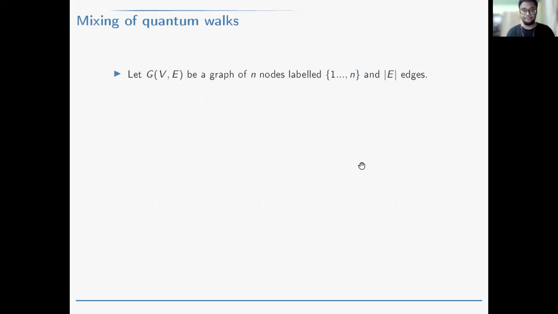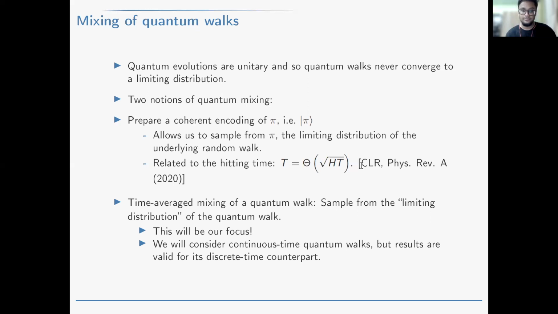Hey, just a question. I didn't quite get why the quantum walks would never converge. Even if the evolution is unitary, it will also have some eigenvector, right?